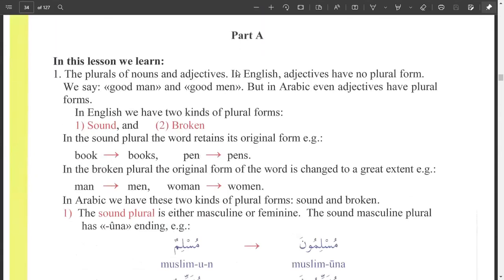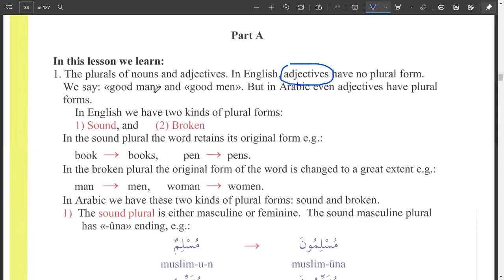In lesson number 13, in the first part, we will learn about the plurals of nouns and adjectives. In the English language, adjectives have no plural forms. But in Arabic, they have their plural forms as well.